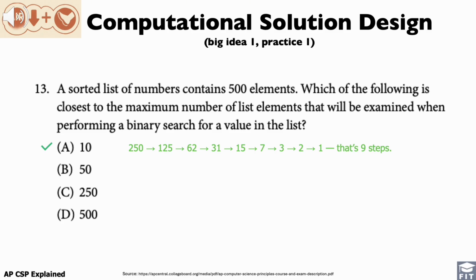Takeaway: binary search is not checking every element. It's highly efficient. It takes at most log 2 of n steps to find a value in a sorted list. If you don't know logs, just follow the cut in half pattern. Important reminder: binary search only works on sorted lists.